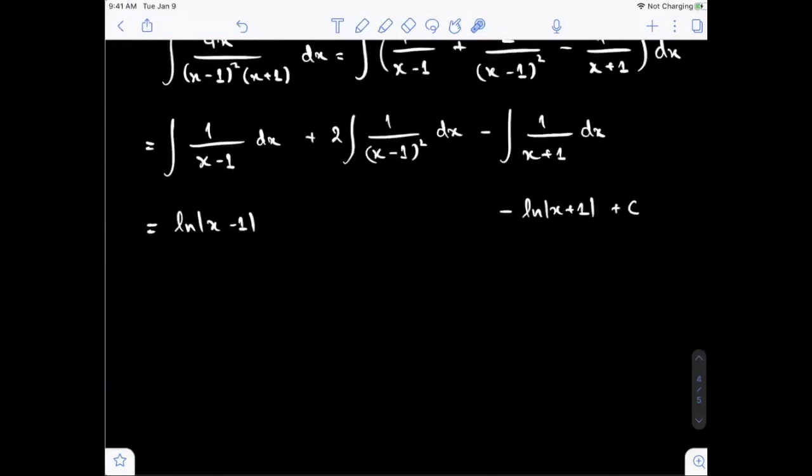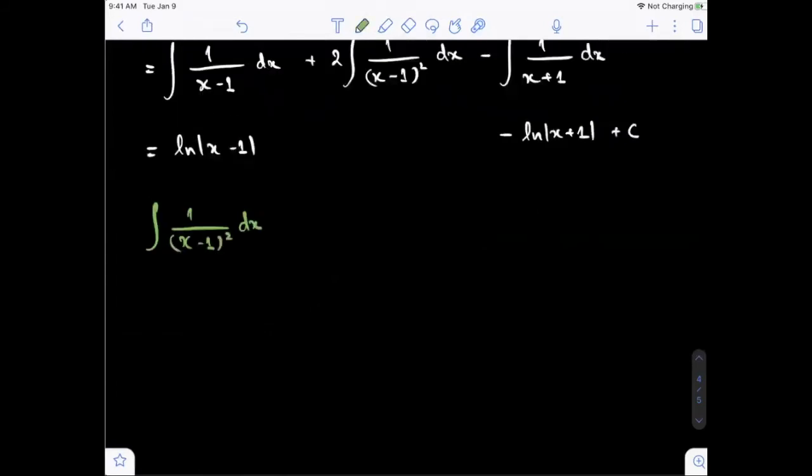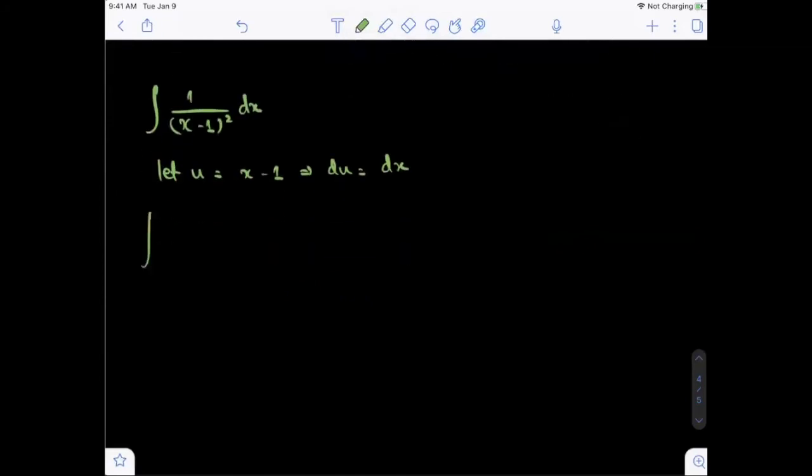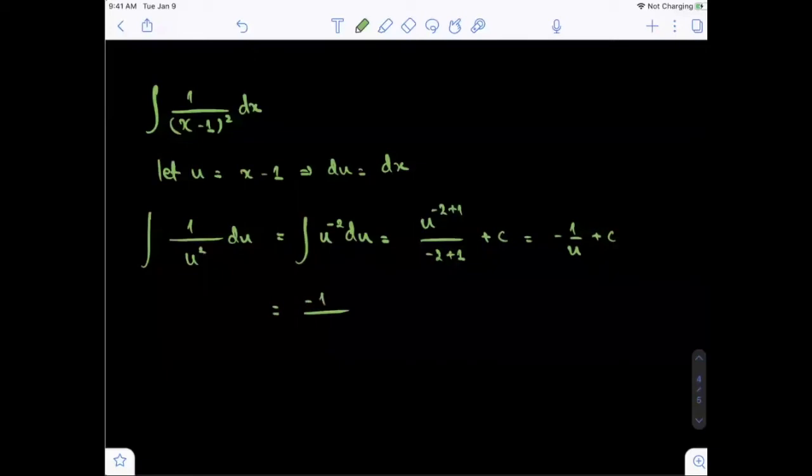So to evaluate the middle integral, you use substitution again. One more time, substitution, let u equal to x minus 1. Then you have du equal to dx. Now the integral becomes 1 over u squared du, or this is the integral of u to the negative 2 du. Or this is u to the negative 2 plus 1 divided by negative 2 plus 1 plus a constant c. Or you have negative 1 over u plus a constant c. Or this is negative 1 over x minus 1 plus a constant c.